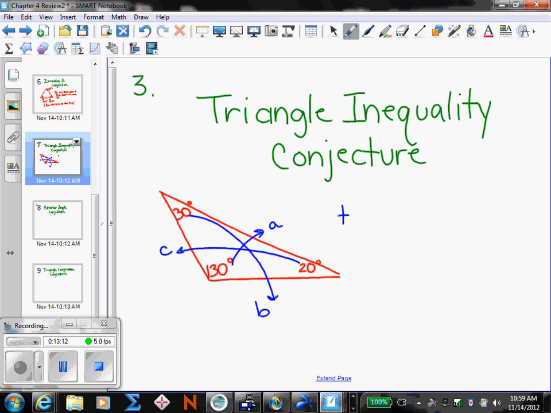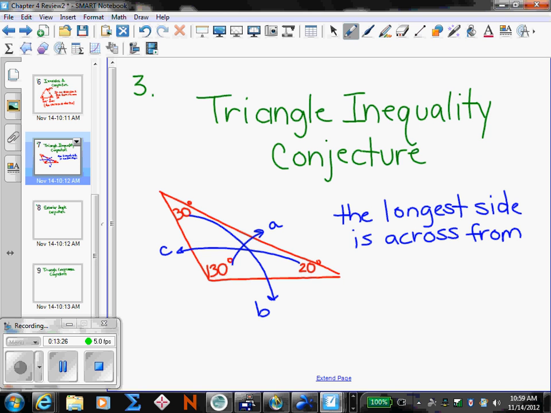So the longest side is across from the largest angle. And the vice versa, that is also true. So the largest angle is across from the longest side. Okay, triangle inequality conjecture.